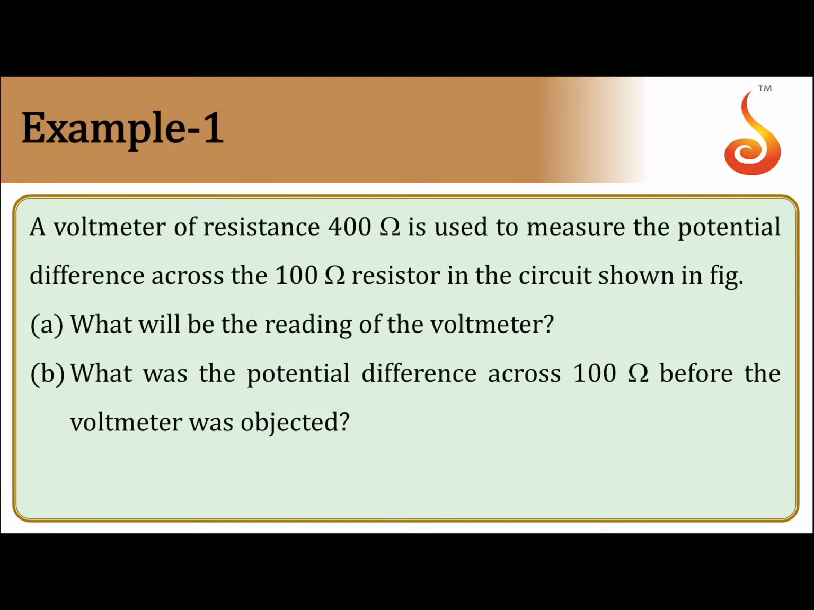A voltmeter of resistance 400 ohm is used to measure the potential difference across 100 ohm resistor in the circuit shown in figure. What will be the reading of voltmeter? What was the potential difference across 100 ohm before the voltmeter was connected?